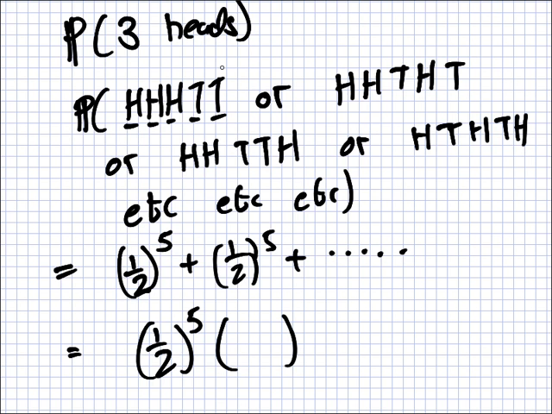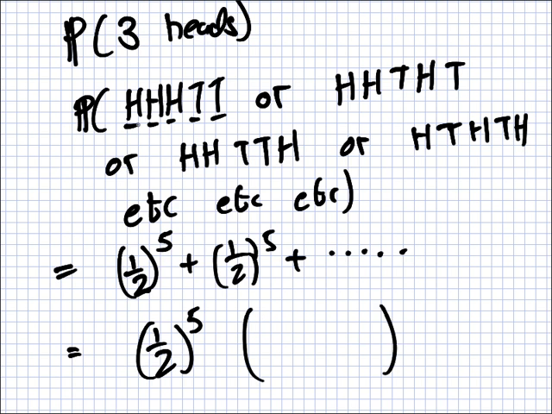The C function, to the power of 5. It would be 5 choose 3. You have 5 possibilities. You're choosing 3 here. But if you're not happy with that, how exactly am I getting this?